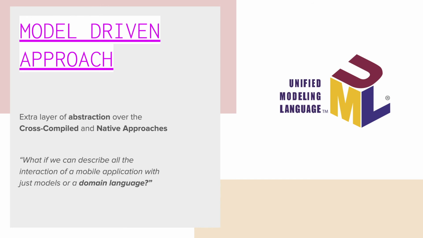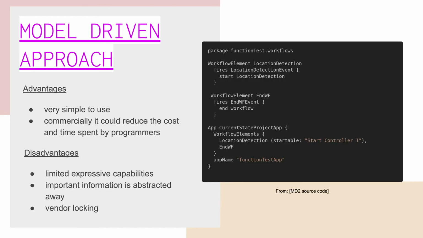The model-driven approach is simply an extra layer of abstraction over the cross-platform and native approaches. It asks the question, what if we can describe all of the interactions of a mobile application with just models or a domain language? This language can be UML, or a textual language which describes interactions. Some frameworks even use drag-and-drop visualizations. In general, model-driven approaches are really easy to use, as they abstract away most of the coding. However, the limitation is that it limits your expressive capabilities to what the vendor offers. For example, UI elements may be limited to certain themes and styles.